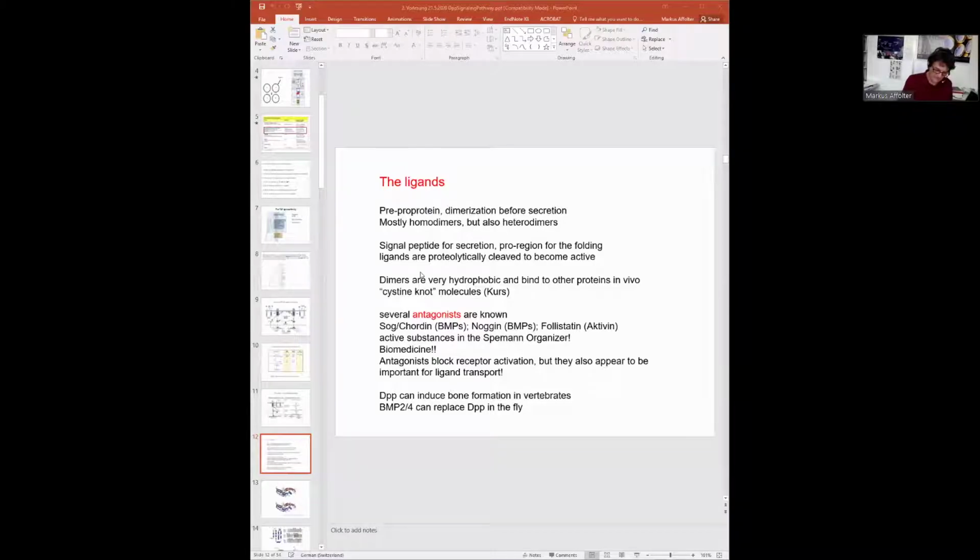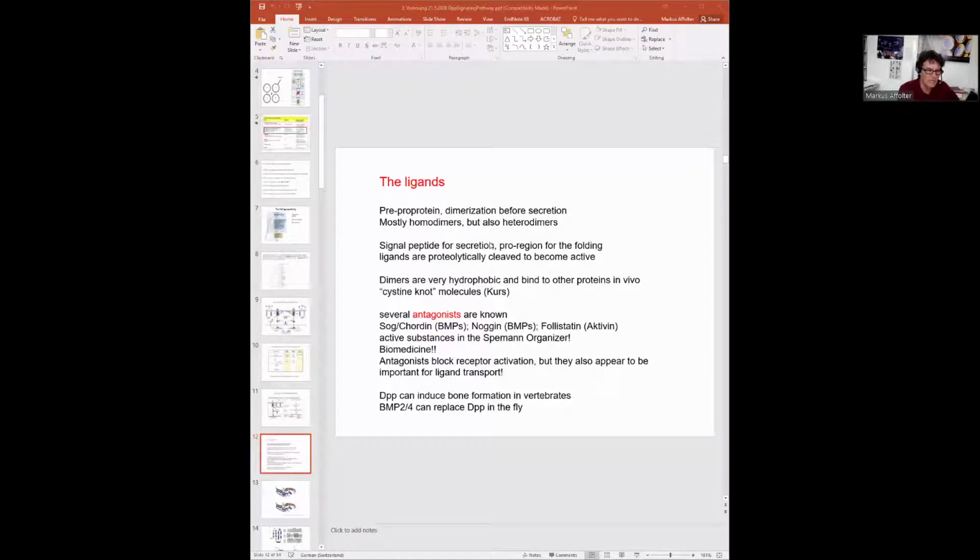Okay. So what I told you is that DPP is a gene. It first is transcribed as an mRNA molecule. This mRNA molecule is spliced. It goes to the cytoplasm. The protein that is translated at the ER is a large protein. It's a pre-pro protein. It dimerizes before secretion. Mostly heterodimers of DPP, there are also some homodimers. The signal peptide, the first 20 amino acids, is required for secretion.